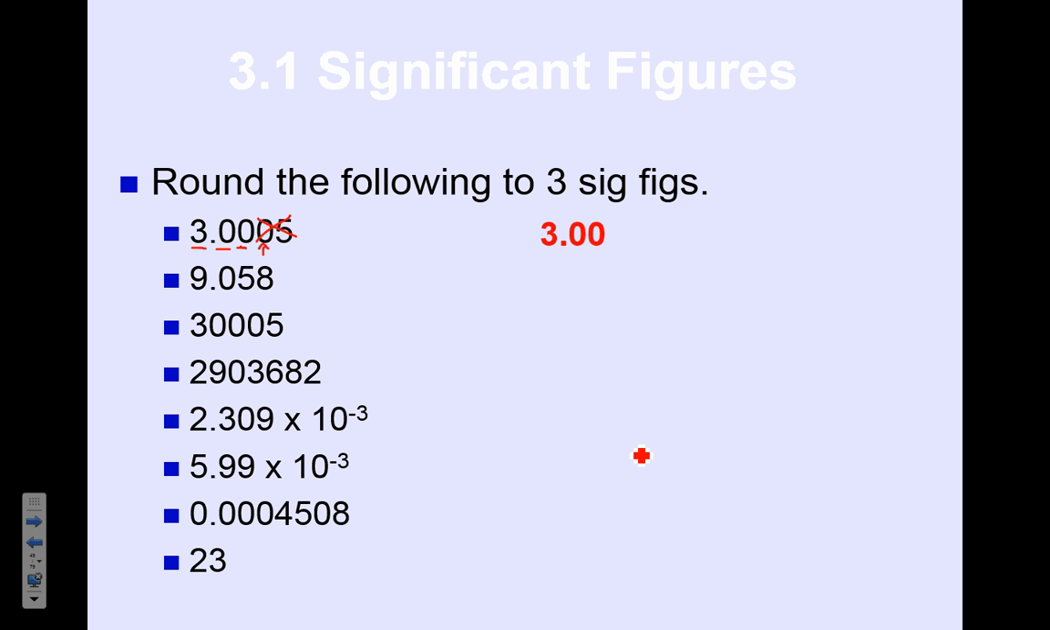Next one, same thing. Start at the first non-zero. That's right here. Count over 1, 2, 3. So now I'm rounding at the 5. Next digit's an 8, so I round 5 up to 6, and I get 9.06. Next one. This is a little bit trickier.